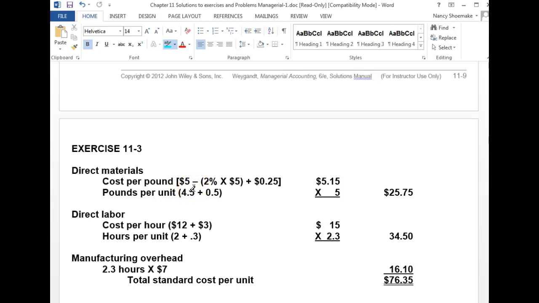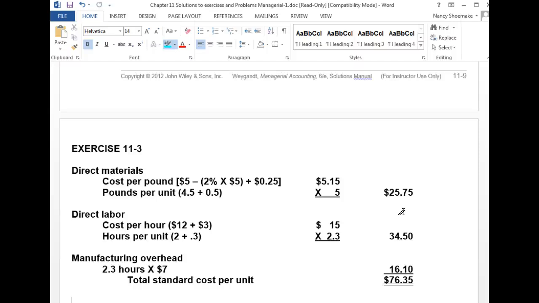And for the direct materials, we're going to take our discount, okay? And we're going to add our 25 cents. Now, we know that our cost per pound is $5.15. Our pounds per unit, what we know is going to happen, is 5. So our direct materials are at $25.75. Okay?